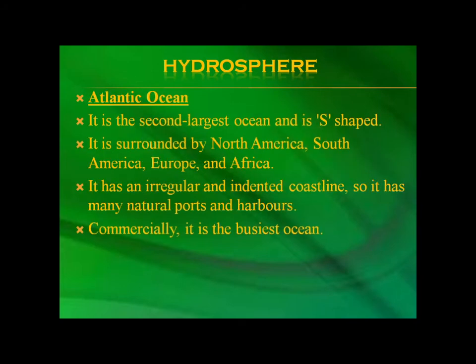Atlantic Ocean. It is the second largest ocean and is S-shaped. It is surrounded by North America, South America, Europe and Africa. It has an indented coastline, so it has many natural ports and harbors. Commercially, it is the busiest ocean, which means trade is carried out across the Atlantic Ocean. You all know the sea routes, and for sea routes we definitely need ports and harbors.